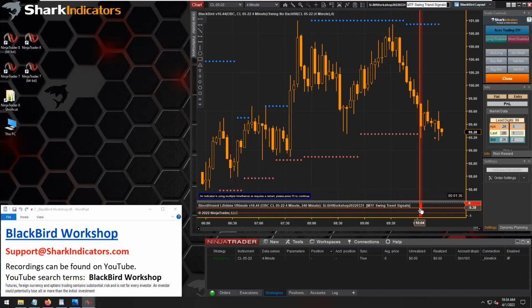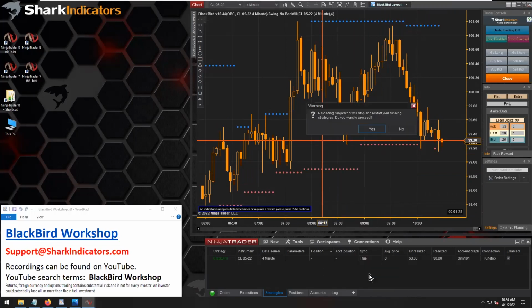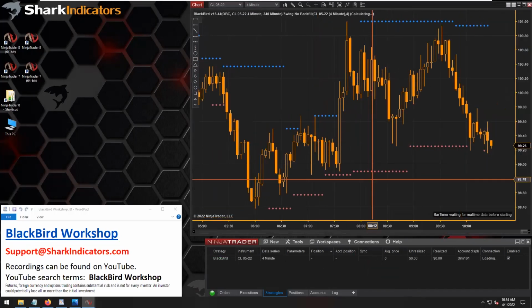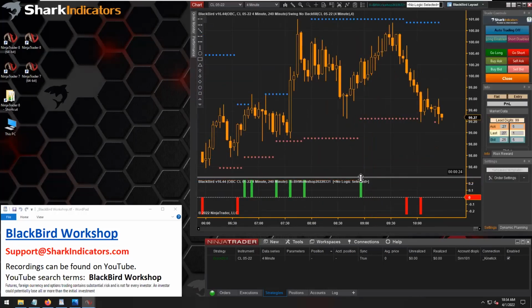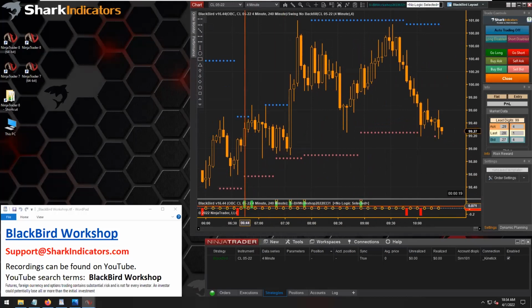So let me remove this Bloodhound from the chart, and then I can go and do a reload. And then BlackBird will add its own copy of Bloodhound onto the chart here. Also, let's remember to go up to the Bloodhound menu system up here with the blue text and select the correct logic template for the entry signals.